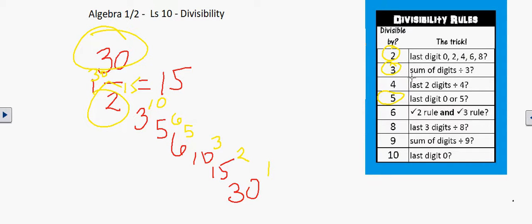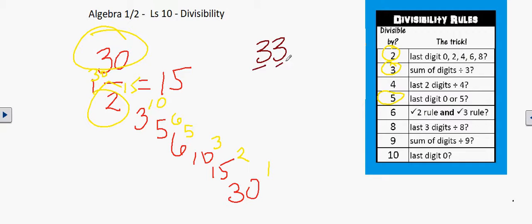Divisible by 3 would be add up the digits, and are those divisible by 3? It's just a little bit quicker to think that way. For example, 33. What if I didn't know, is 33 divisible by 3?